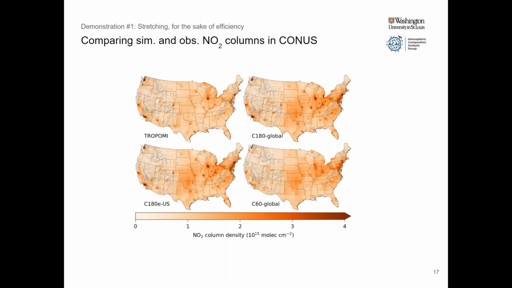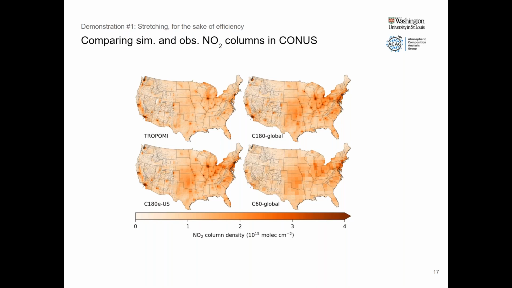So here are the results of those. The upper left is TROPOMI, the upper right is our cube sphere simulation, and the bottom left is the stretched grid. And then I've added this fourth cube sphere simulation, which is this simulation if we turn off grid stretching, just to highlight the difference that we see by enabling grid stretching.